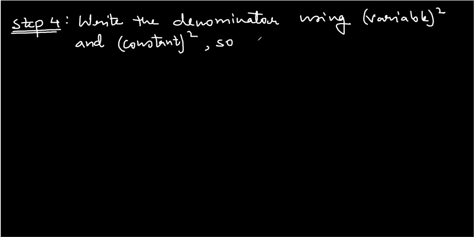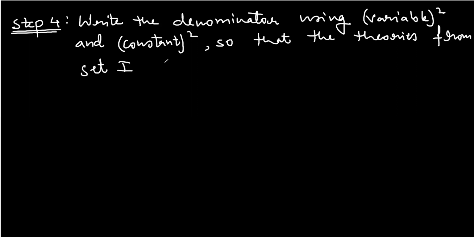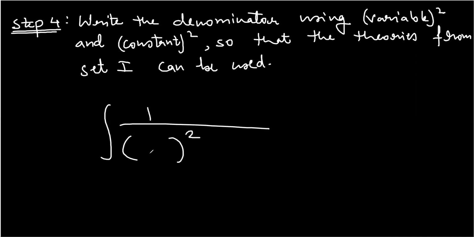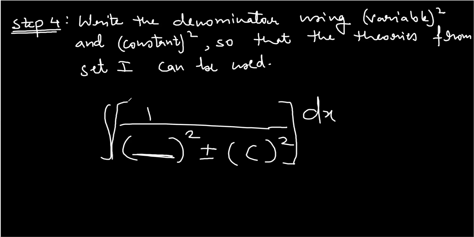So that the theories from set 1 can be used. Okay, so what will happen, students? Once you get the variable square and constant square, suppose I get a variable square here, and then plus or minus some constant square here. Then what can I do? I can use the set 1 three theories.